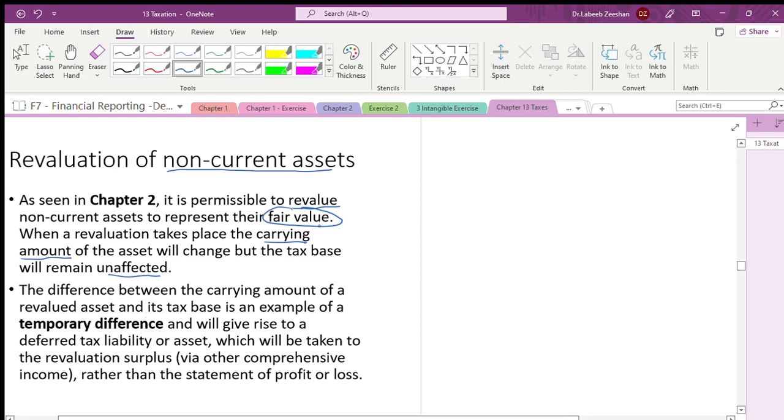Tax base is the value of the asset minus tax allowances on the assets. Carrying amount is based on the fair value, whereas the allowances are based on the specified factor. The difference between the carrying amount and the tax base is otherwise called a temporary difference.